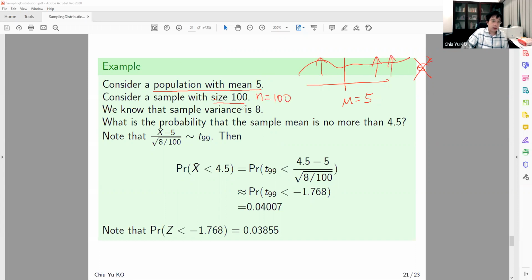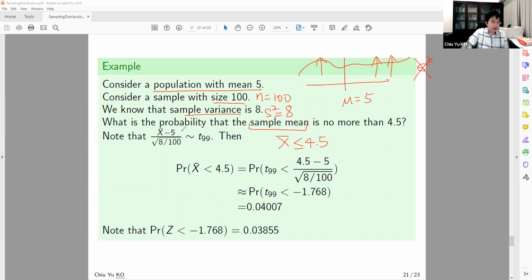And the sample variance S squared is 8. So the question is, what is the probability that the sample mean is no more than 4.5? Or it could be equal to, but that doesn't really matter.